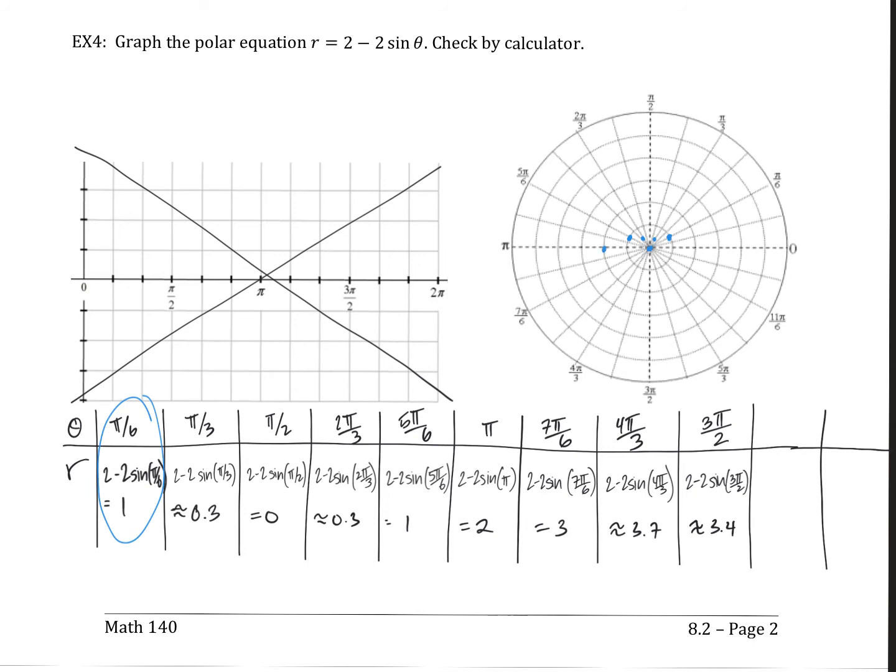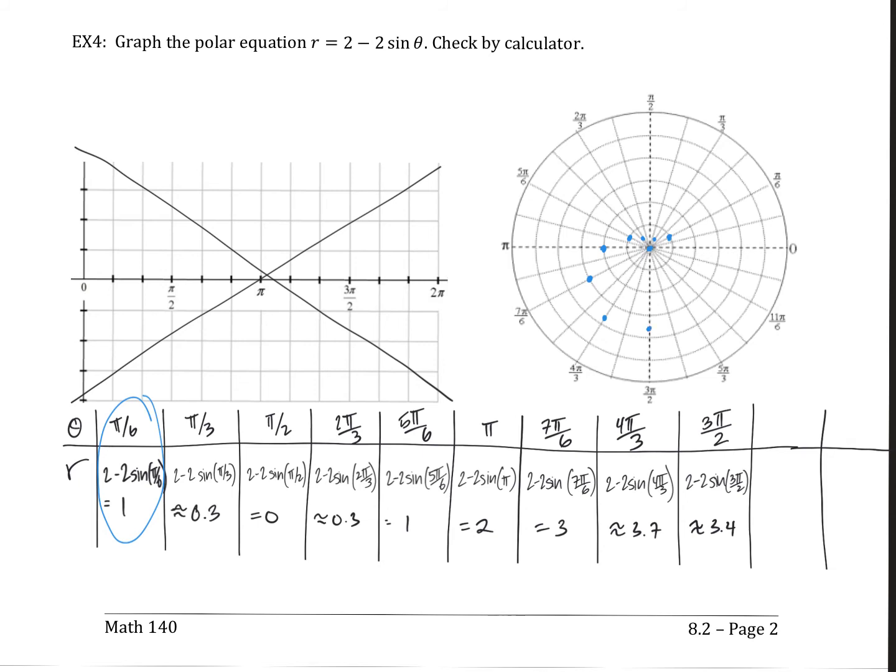1, 2. 7 pi over 6, what does it go to? It goes to 3. 1, 2, 3. And then at 4 pi over 3, we go to 3.7. So 3.7 about there. And 3 pi over 2, what do we get to? We get to 3.4. 1, 2, 3.4. About there.